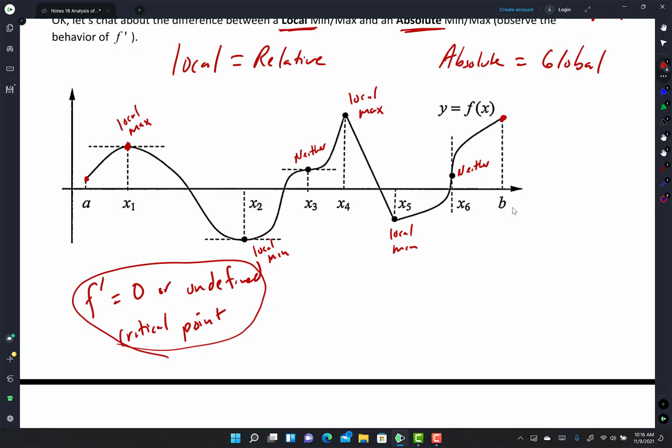Because look, in the vicinity, look at what I'm circling. In the vicinity, that endpoint is a min. Does that make sense to you? So most university textbooks will say that's a local min. Most university textbooks will say this endpoint right here is a local max.